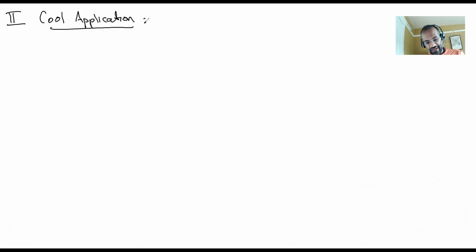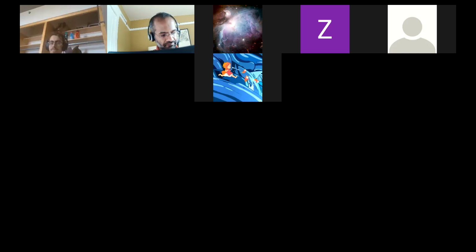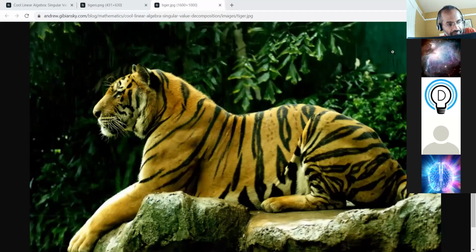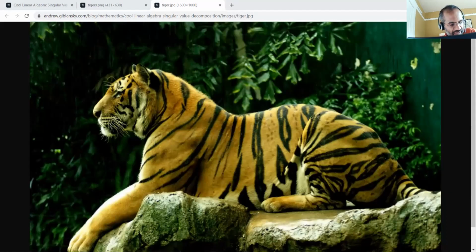So the application is an application to compressing images. And this is really actually how images are compressed ultimately. So let me show you a picture. Okay, so this is a picture of a tiger. And this is, I guess, a 1600 by 1000 pixel image. So let's say I want to store this image.